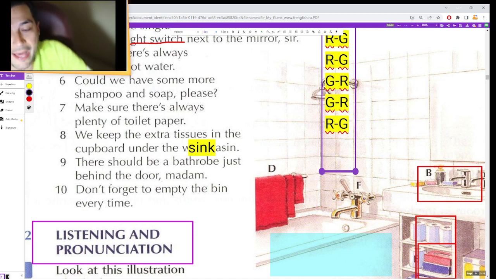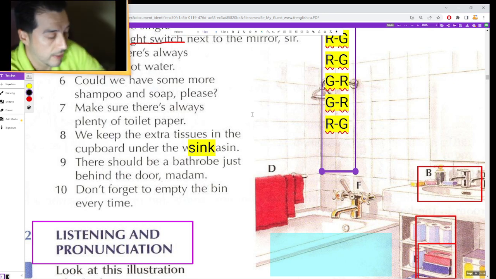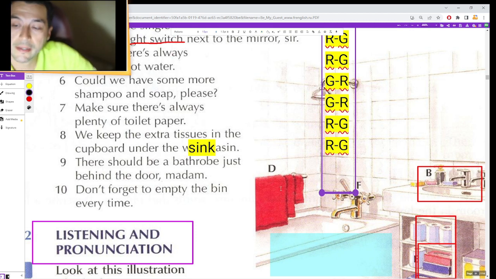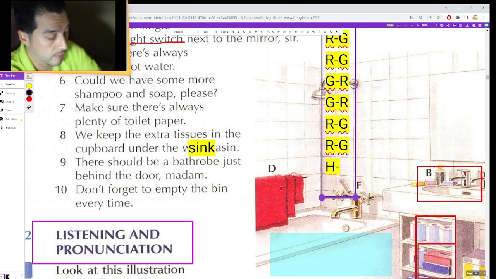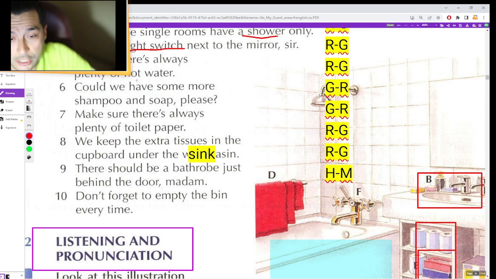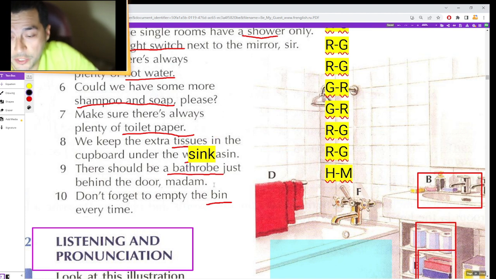Number nine: There should be a bathrobe just behind the door, ma'am. Receptionist to guest. And number ten: Don't forget to empty the bin every time. Maybe the housekeeper to the maid, the trash bin. Now, look, we have light switch, hot water, shampoo and soap, toilet paper, tissues, sink, bathrobe, trash bin. Let's put it right here, trash bin.